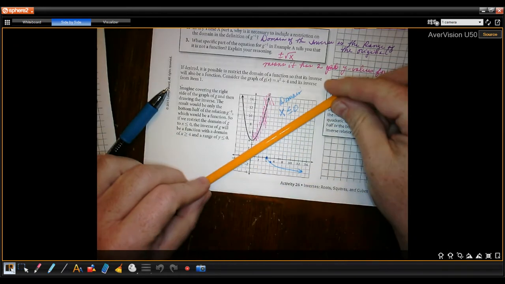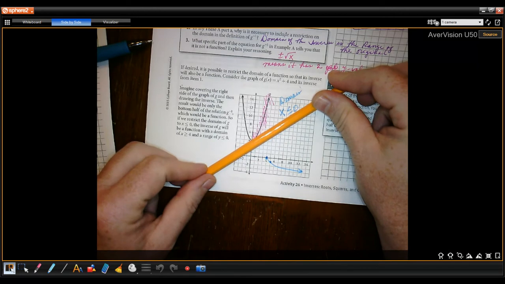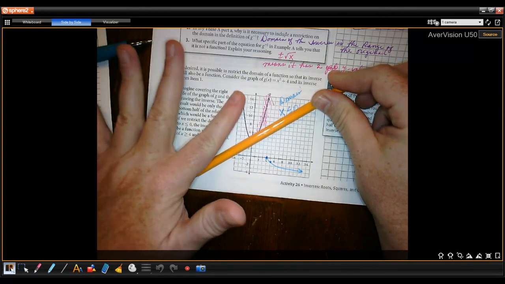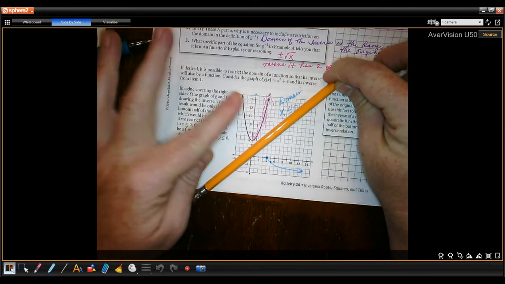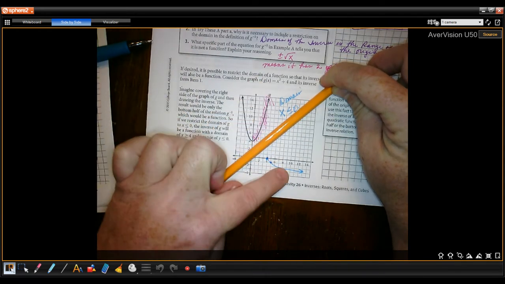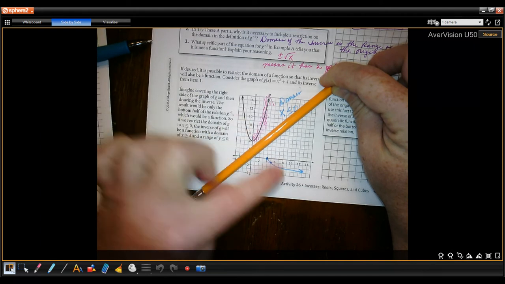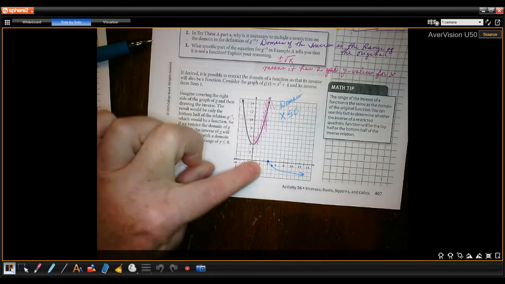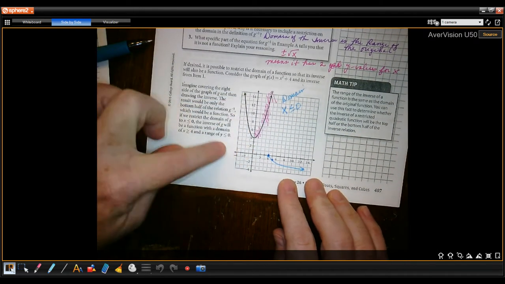So if you think about this, here's the line y equals x, and you fold your paper, like it's kind of hard to do, but fold your paper. When you fold it over this line, y equals x, that is going to land over here, right? So if I fold my paper, this will be over there. So this is a reflection. So this left side, which is the negative side, right? Because x is negative.